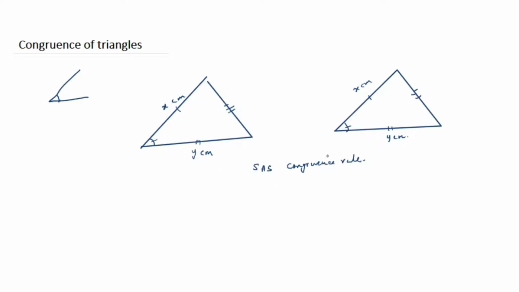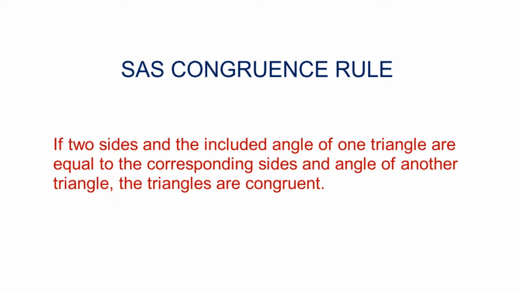Now let us understand what the SSS congruence rule says. It says that if two sides and the included angle of one triangle are equal to the corresponding sides and angle of another triangle, the triangles are said to be congruent. Let's understand with a few more examples what the SSS congruence rule means.